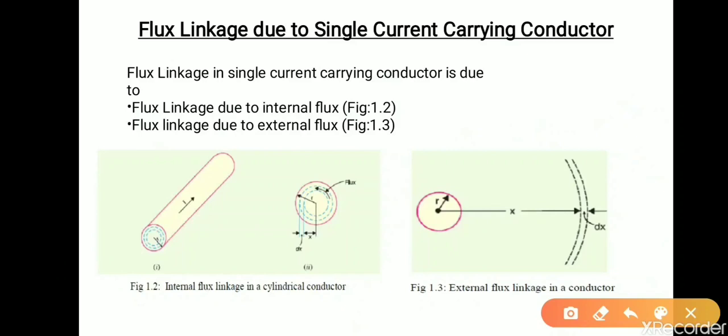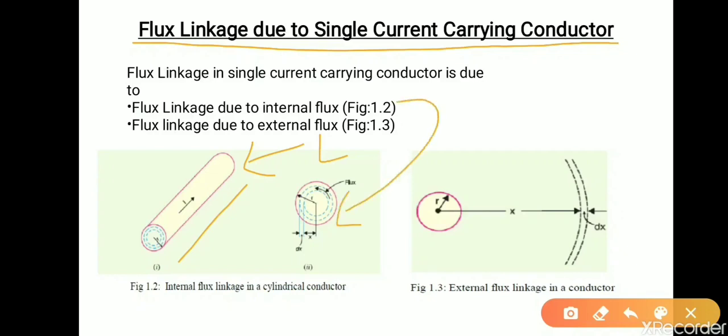Now we are going to discuss the flux linkage due to a single current carrying conductor. As in figure 1.2, we can see that a conductor of length L is carrying a current I and has a radius of R. So the total inductance of this conductor will depend upon the flux linkage due to the internal flux and the flux linkage due to the external flux.